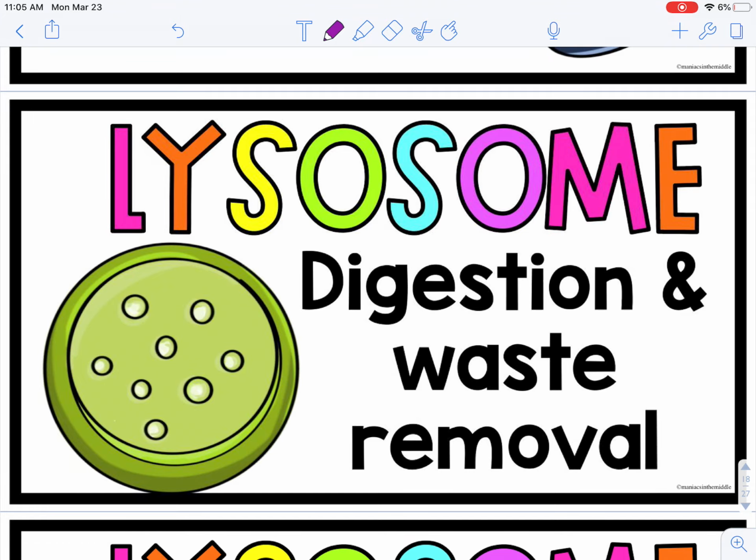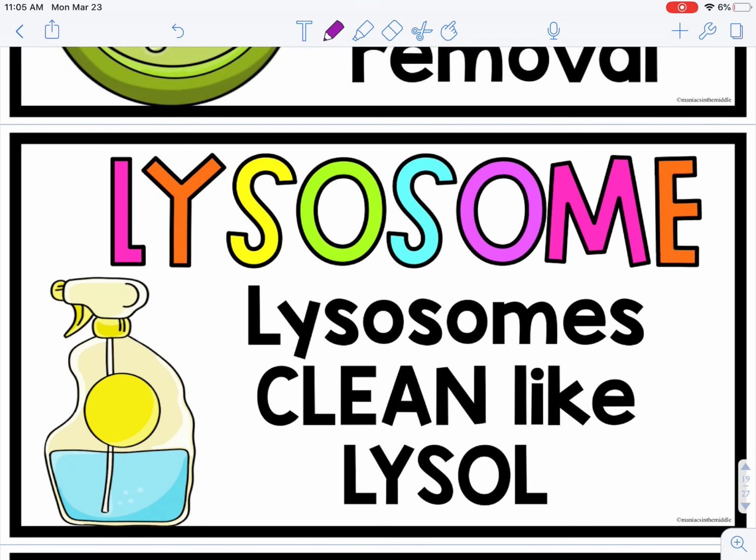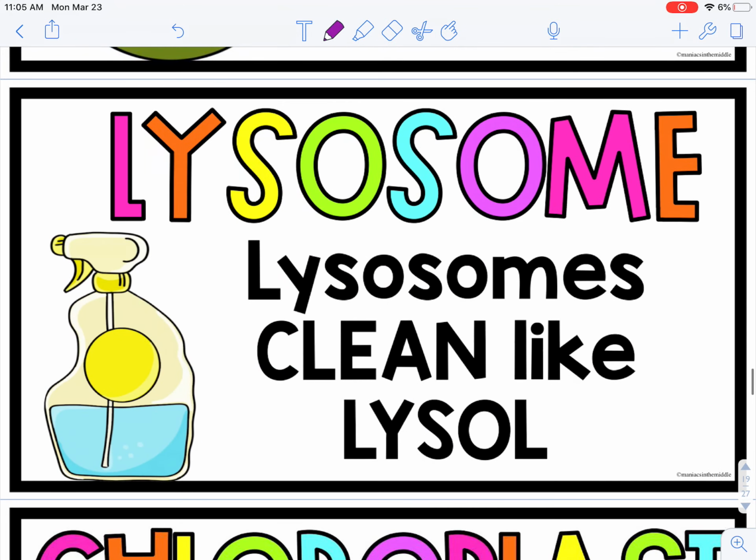And a great way to remember it is Lysol. So the lysosome's job is to clean the cell, just like we would use Lysol spray or cleaning spray to clean our house or clean the classroom. It's trying to remove any waste that the cell does not need. So lysosome and Lysol is a great way to remember that one.